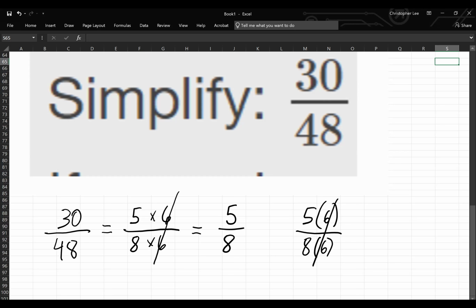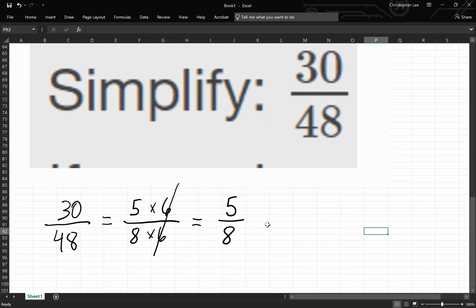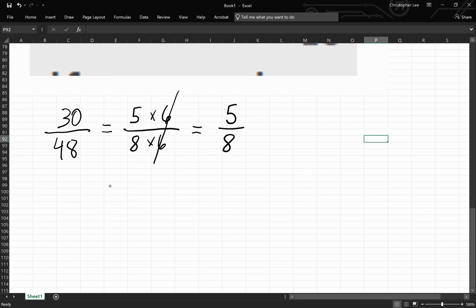To be honest with you, when I first saw this question, I didn't even see that the six went into it. But I knew that it was 30 and 48. I knew that it was divisible by two. So what I was going to do was divide this by two. So 30 divided by two is just what, 15? Well, 15 times two is 30. Think of it like that, right? And on the bottom, 24 times two is 48. So I would kill the twos.